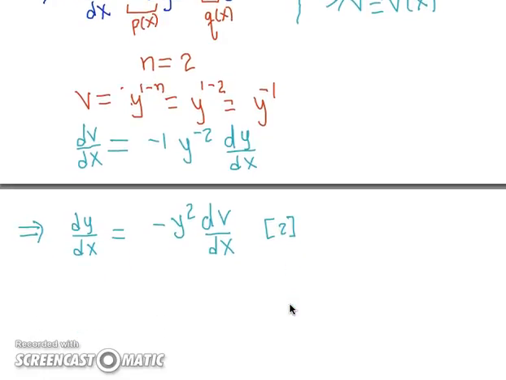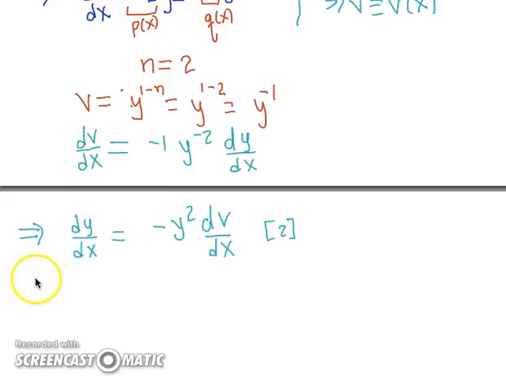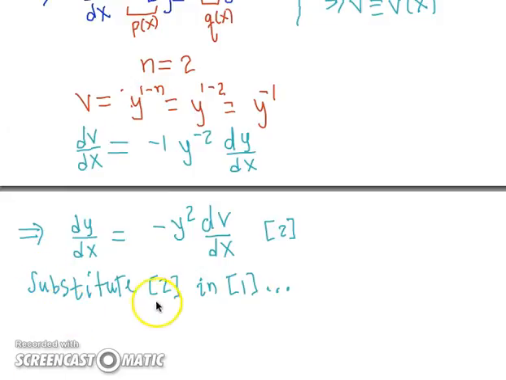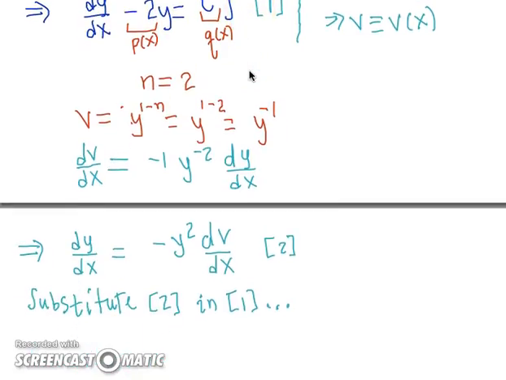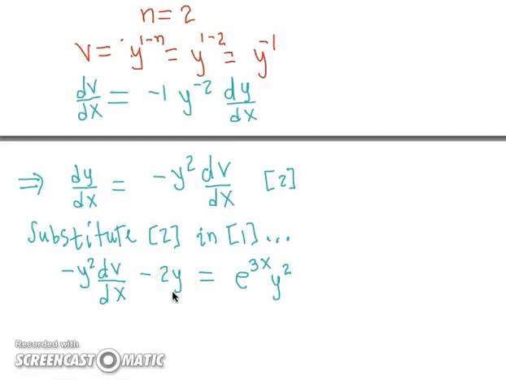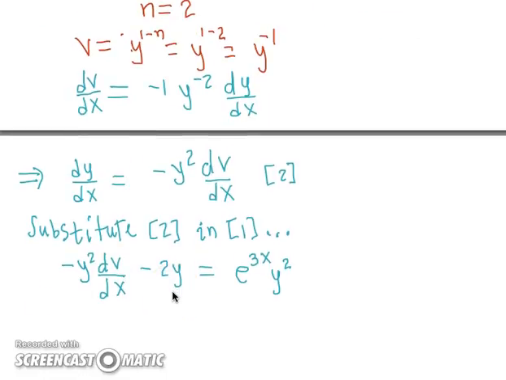So what comes next is that we're going to substitute expression 2 into expression 1, okay? So we're going to replace that derivative of y with respect to x in expression 1 with this expression we have in 2. Okay, and so we obtain this new expression.